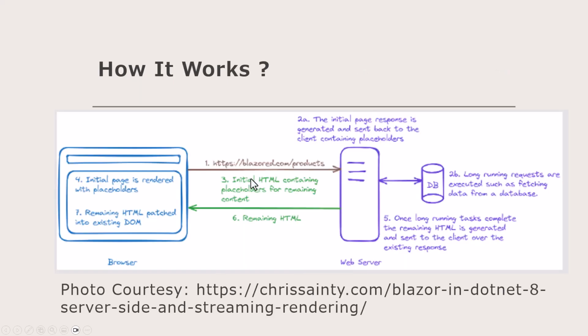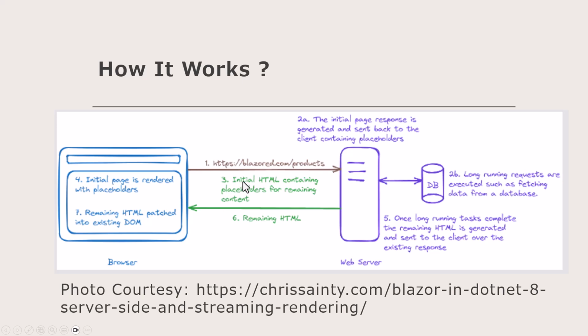And how does it work? First of all, the web request goes to this website, whatever it could be. Here it is blazor.com/products, and then the initial page response is generated and sent back to the client containing placeholders. But there is a long running request which is executed in the background, such as fetching data from a database, and then the initial HTML containing placeholders for the remaining content comes up, and once long running tasks are completed, the remaining HTML is generated. Now before that, the initial page is rendered with placeholders.